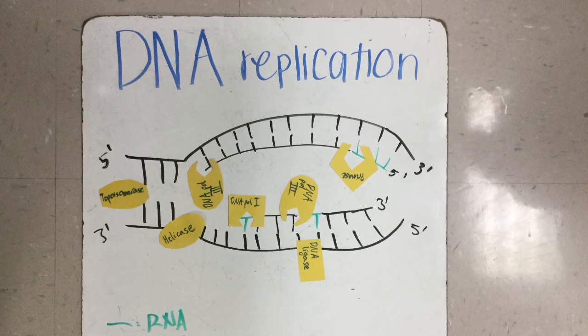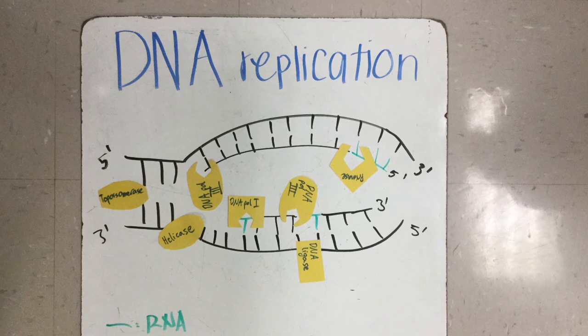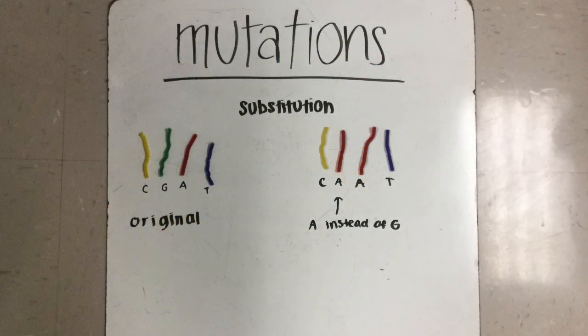Now let's talk about mistakes in the DNA, called mutations. The first type of DNA mutation is substitution, where one base is switched out for another. So in this example, A is switched out for G.